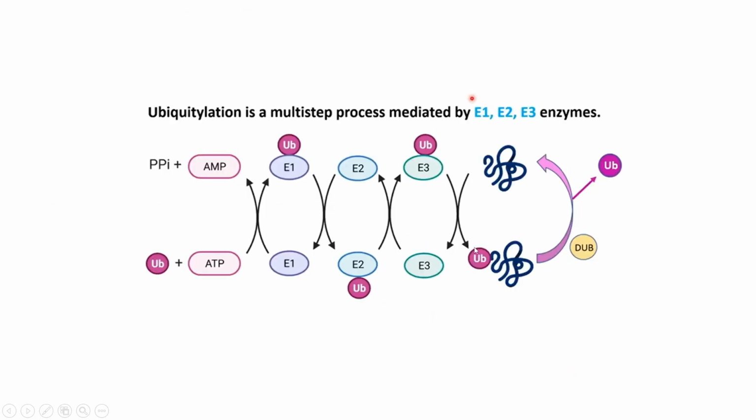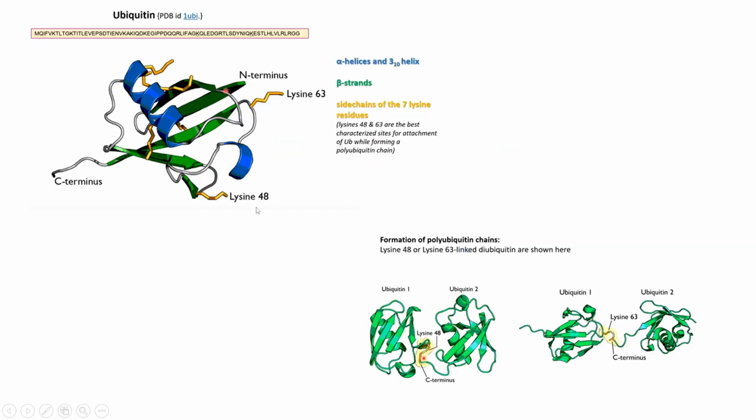So in the protein, generally there is a chain of polyubiquitination occurring. Multiple ubiquitination occurs onto the protein. Not a single ubiquitin is there, but multiple. So multiple ubiquitins are bound by residues such as lysine 48 and lysine 63, which help in the attachment of ubiquitin while forming a polyubiquitinated chain.